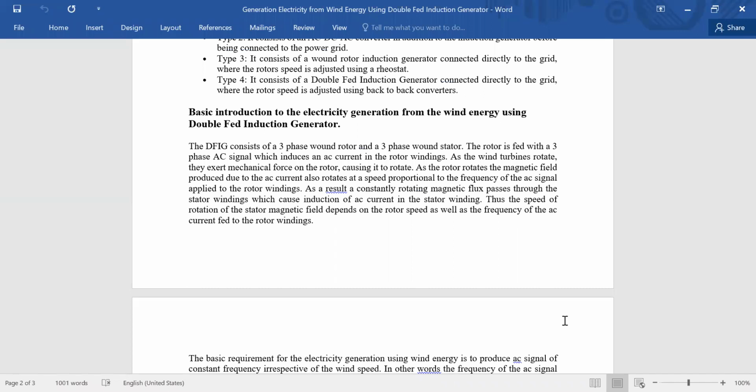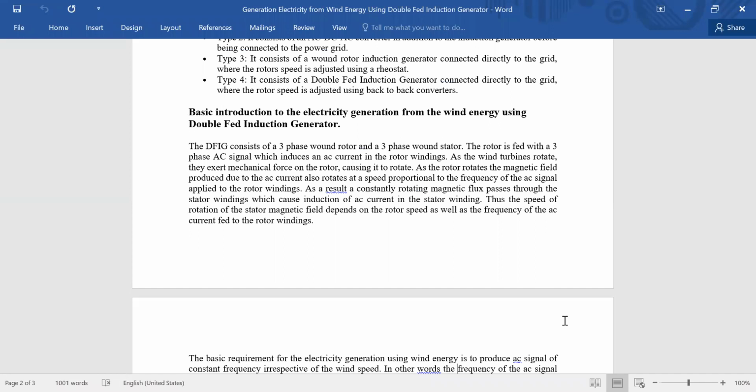It consists of a three-phase wound rotor and a three-phase wound stator, because obviously a rotor and a stator will be there. The rotor is fed from a single phase AC supply, and that induces the AC current in the rotor winding.